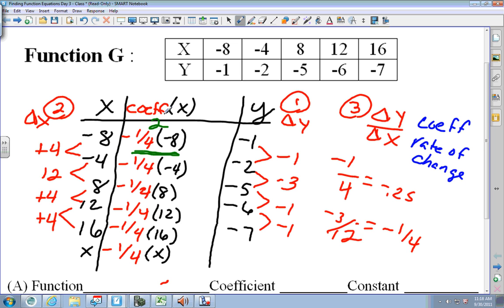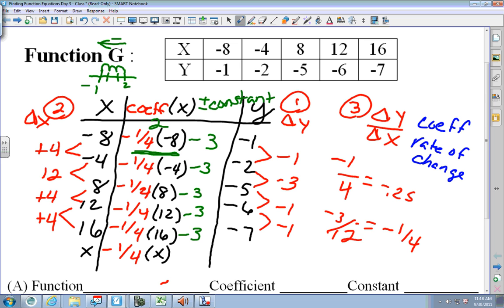What do I have to do to 2 to get to -1? I'm going from a positive, so look, I'm over here at +2, and I need to get to -1. I've got 1 and 0, so I'm going over 1, 2, 3. If I'm going to the left, I'm subtracting. I'm getting smaller, so minus 3. Remember, we're trying to figure out what we're going to add or subtract to find your constant. Minus 3, minus 3, minus 3.